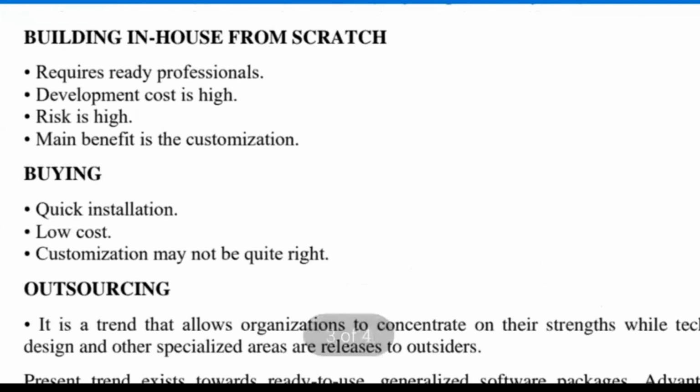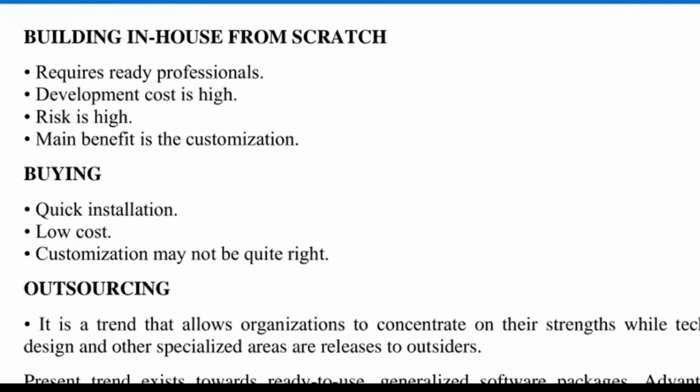Here we are focusing on knowledge-based packages, knowledge-based software. But the main benefit of building in-house from scratch is customization. We can customize the software according to our needs. Okay, for example, if we are calculating with a sag calculator, it is a simple application which calculates the sag of the transmission line.